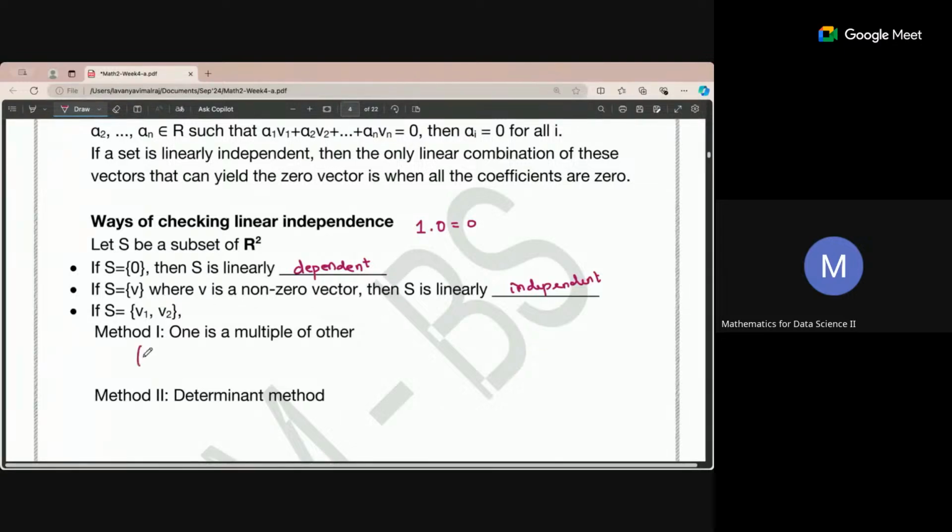For example, you have (2, 3) and (-10, -15). Are these 2 vectors linearly independent or dependent? Dependent. Now what about (-1, 1) and (5, -6)? Linearly independent. Simply check whether one is a multiple of the other or not. So you are done.